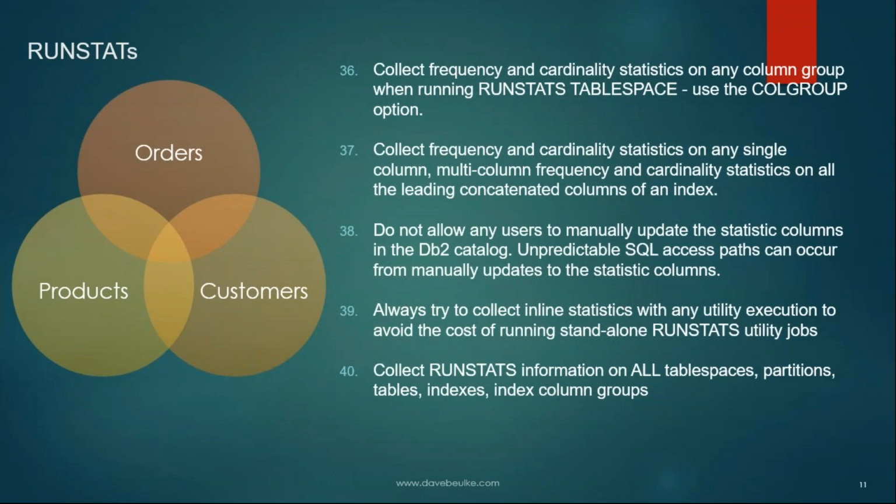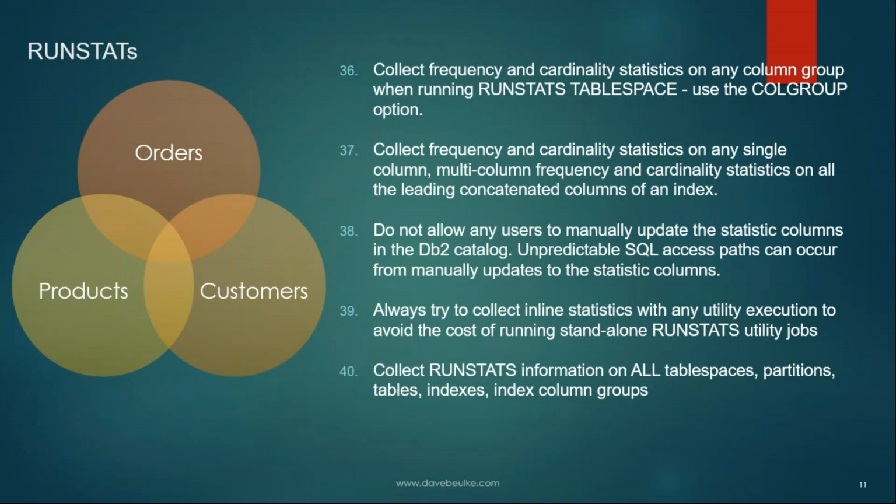One of the things that I see clients do occasionally is try to do this manually in a test environment. There are so many statistics and so many interrelated statistics within this. If you manually update your DB2 catalog statistics, you may have unpredictable access paths. So really, really try to stay away from that.